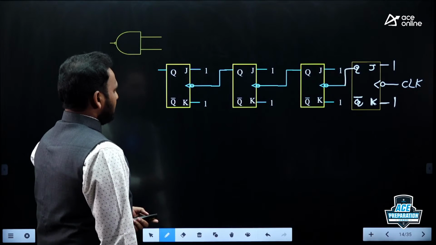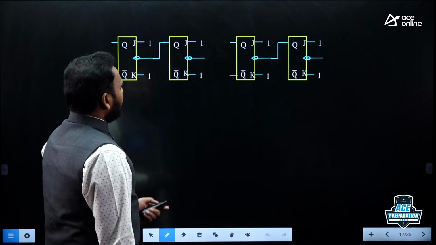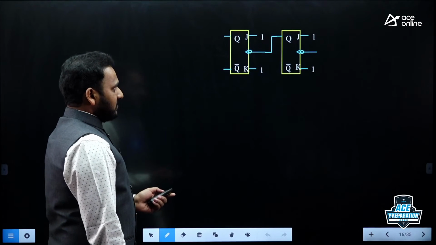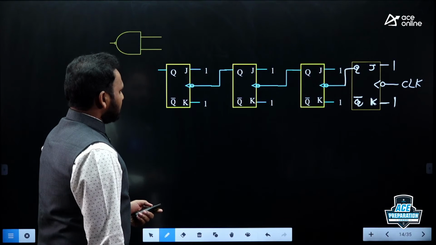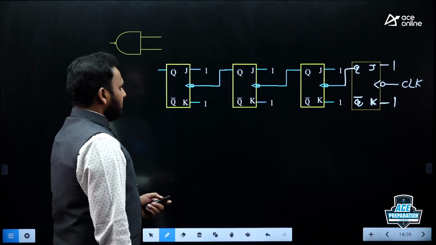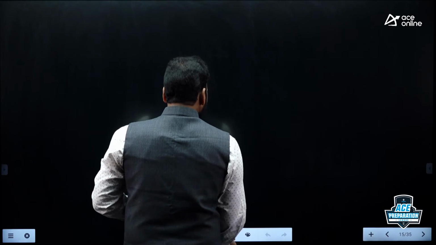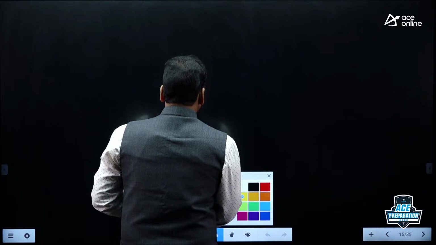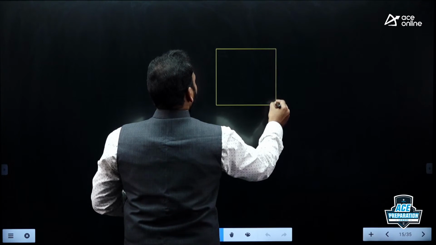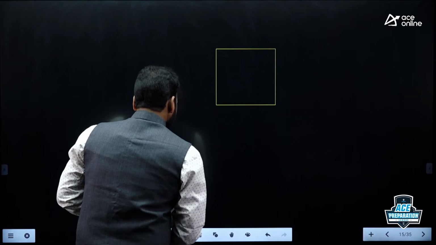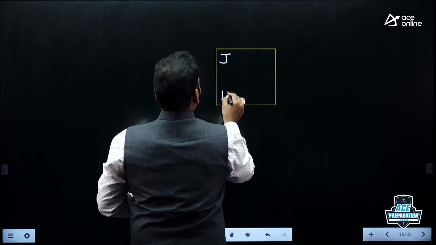Before explaining this circuit, I would like to tell you one important point about the clear and preset. This is called a control signal. See, let me take one flip-flop. I'd like to give you only some information about clear.